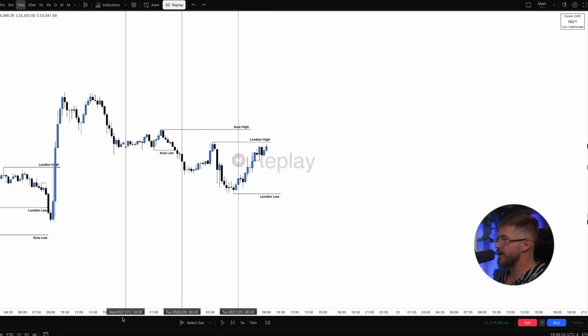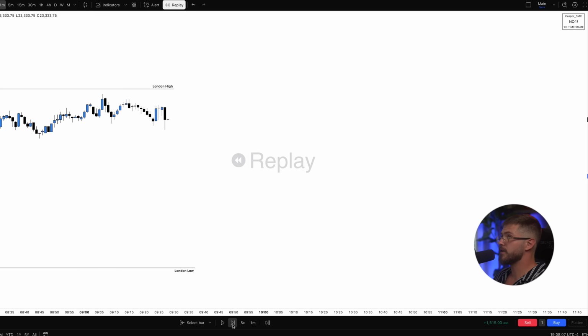Here we are on the very next day, just to show you how consistent this strategy really is. As you can see, we've marked out our power levels. The high and low that was made between 6 p.m. the previous evening and midnight, that is Asia, and then the high and low that was made between midnight and 6 a.m. That gives us our London levels. After we've marked our levels, all there is to do is wait for the market to hit into one of these levels and then see if we get an entry.